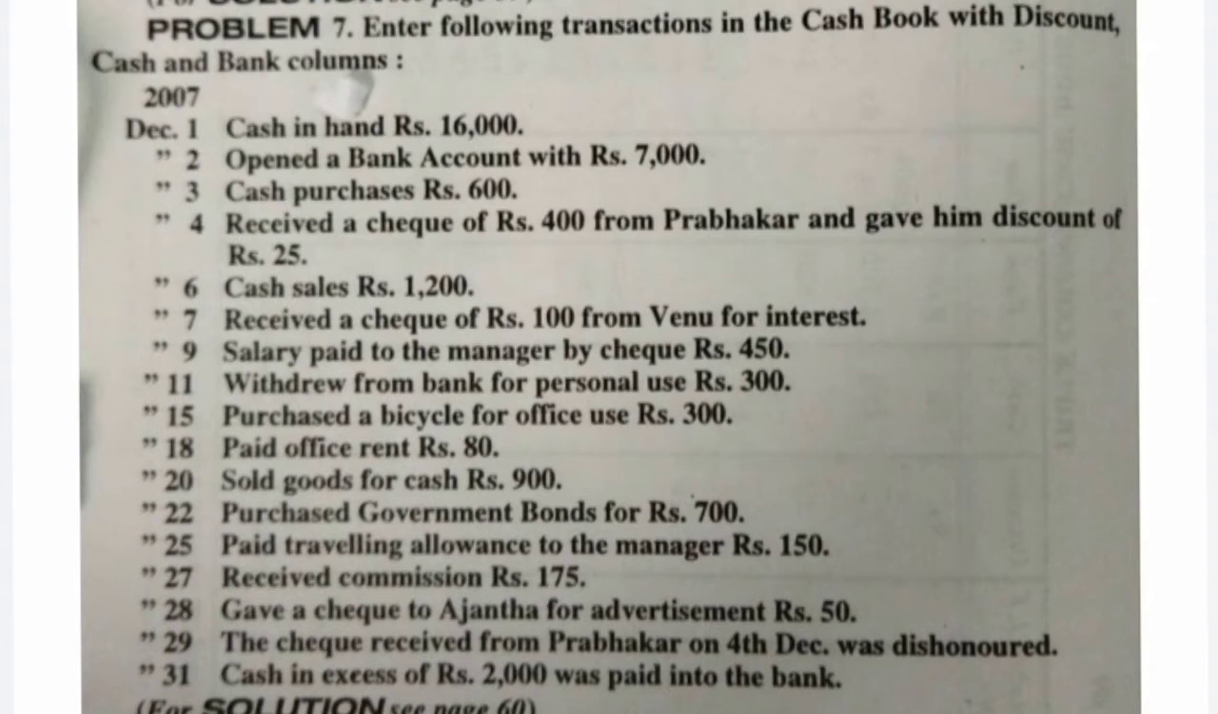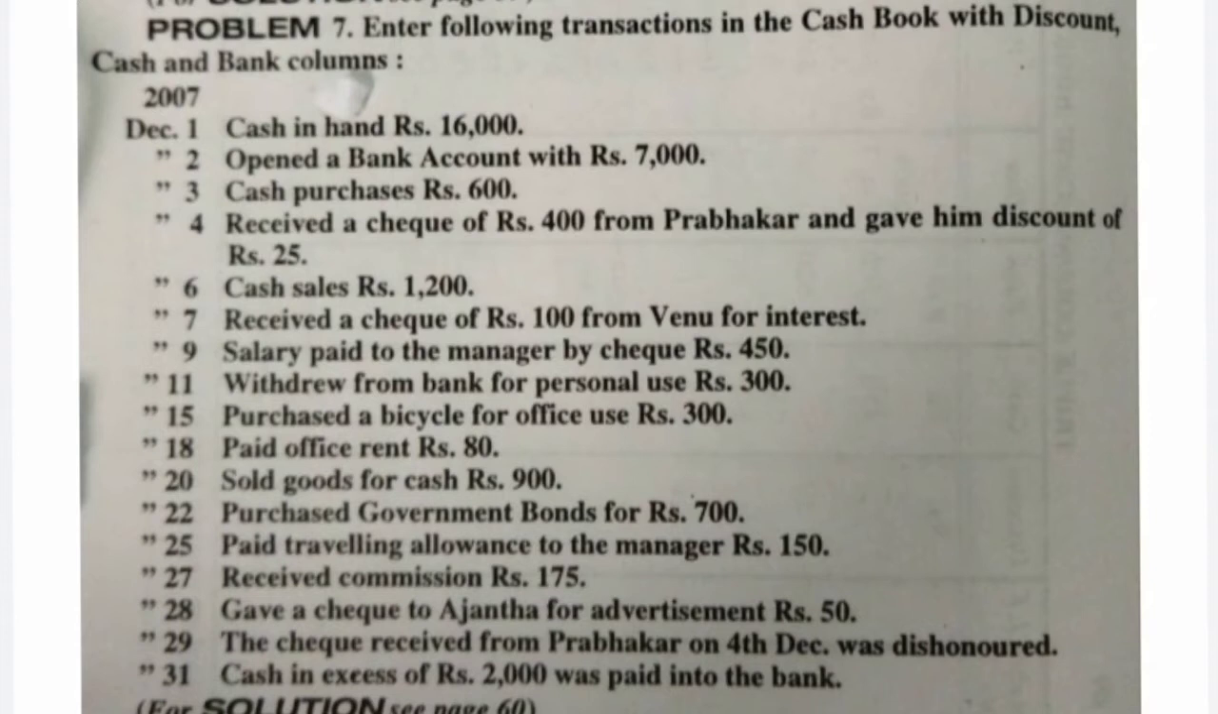We are receiving a check for interest income, so it is income to us because we are collecting some interest from Venu. So the entry would be bank account debit to interest income, credit all incomes and gains. So bank account debit to interest income account, that is rupees 100. Bank is on the debit side, so you need to debit the bank column with rupees 100.